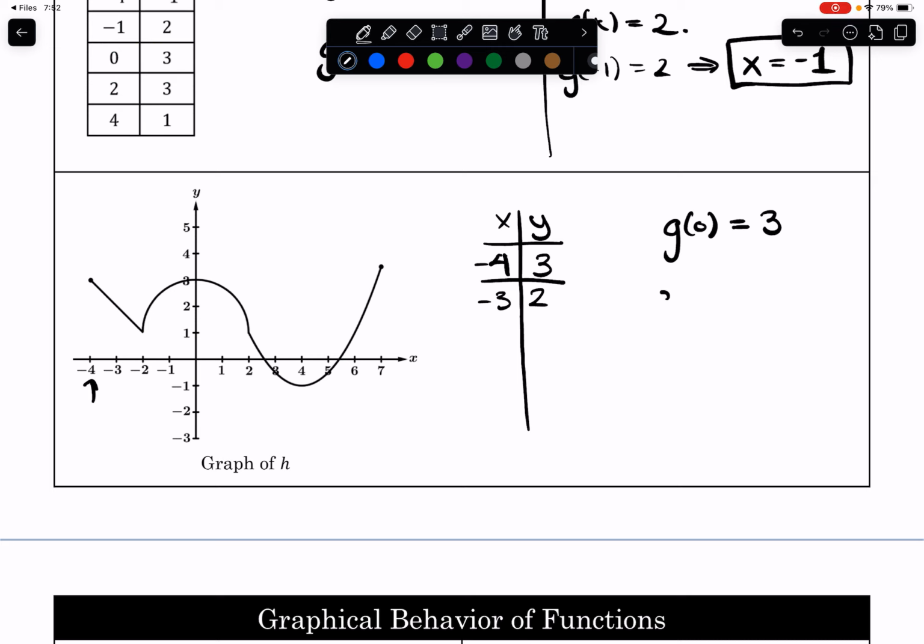Well, what is the value of g when x is equal to 2? If I look at the graph, again, I'm looking for x. Remember, this is my x value. So if I look along the x-axis at 2, I go to where the graph is located, the point, and I see that the y value when x is equal to 2 is 1. So this is going to equal 1.